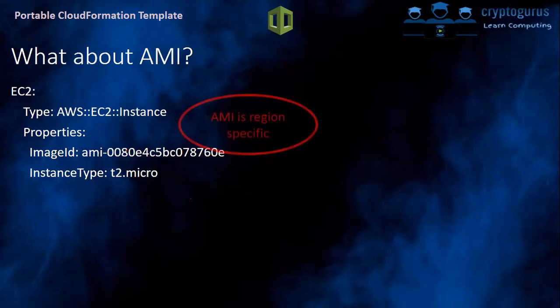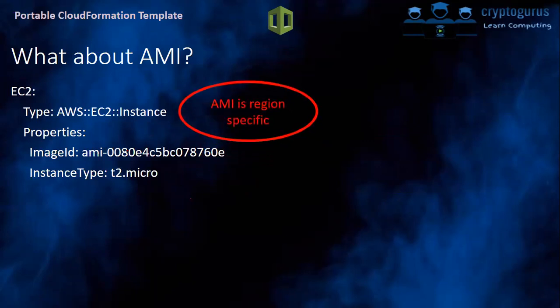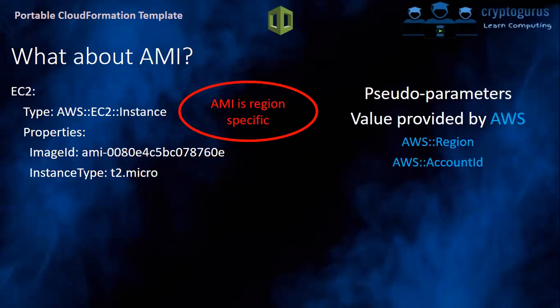And how would the AMI be solved? As we have seen, the AMI is region specific, and that should be solved with the help of the pseudo parameter. We have just discussed pseudo parameters. These are examples: AWS::Region will return the current region you are in, and AWS::AccountId will return your account ID. These pseudo parameters, the values which are provided by AWS, can be used.